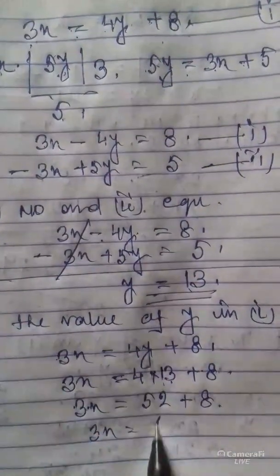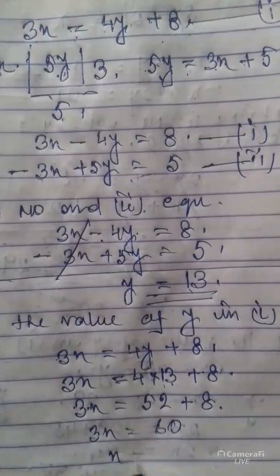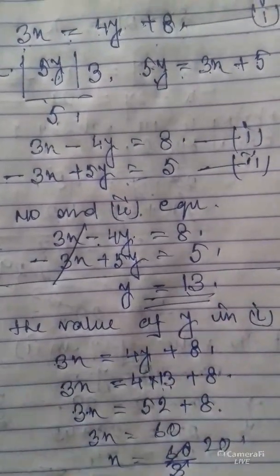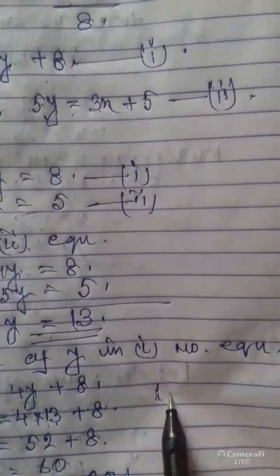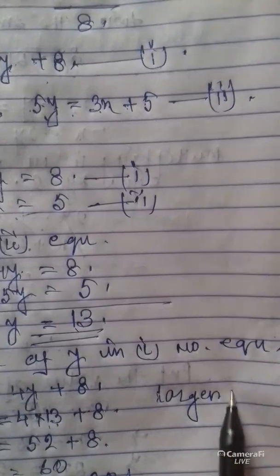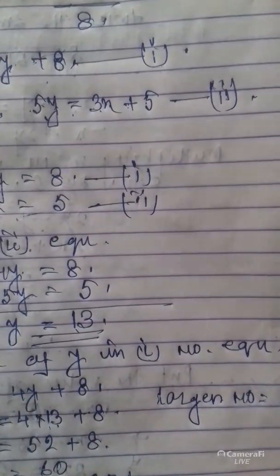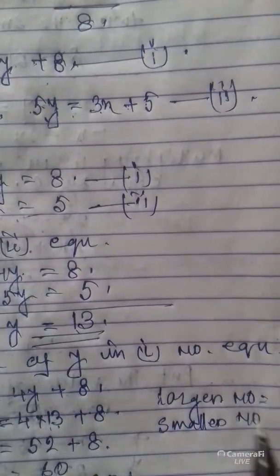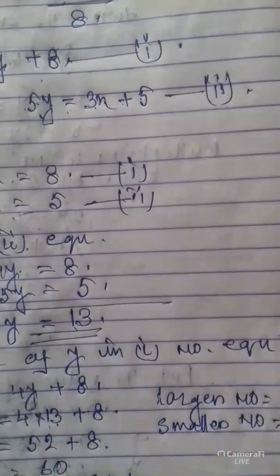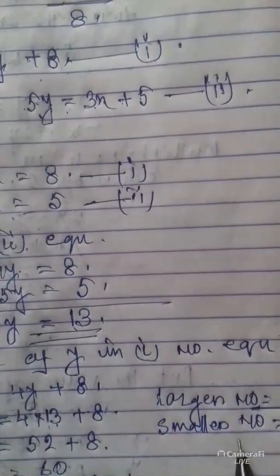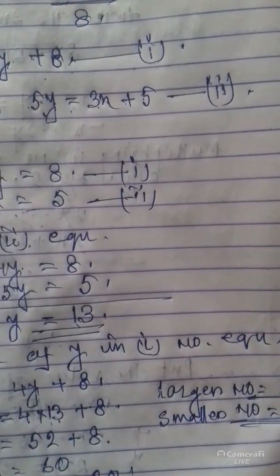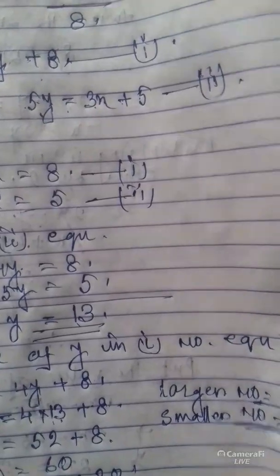Then 3x equal to 60. X equal to 60 by 3. This is 20. X equal to 20. So larger number equal to 20 and smaller number equal to 13. X equal to 20 and y equal to 13. This is the answer. Now next math.